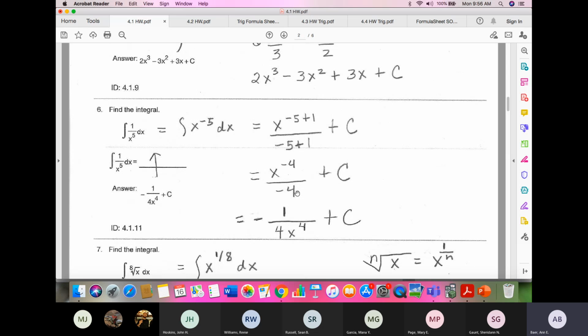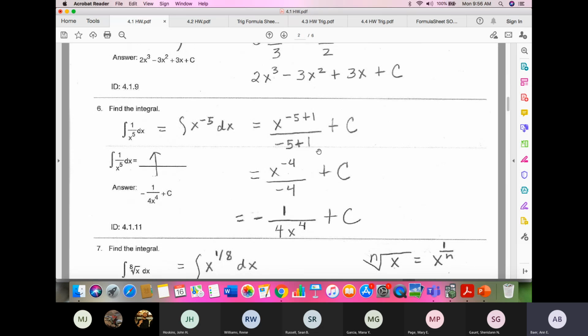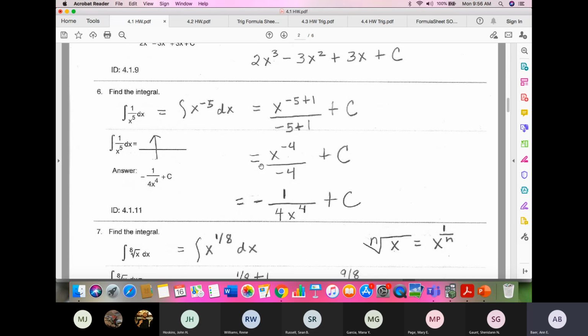You'll get -4 in the denominator as well, since this is the same as this, and the constant of integration. And you could leave it like this. I just wrote another step so I can make sure I got their correct answer.